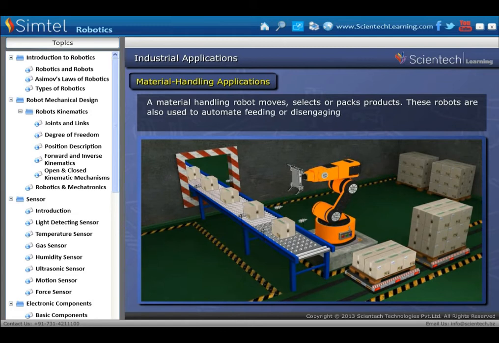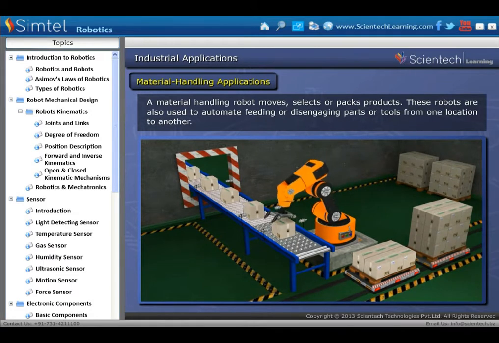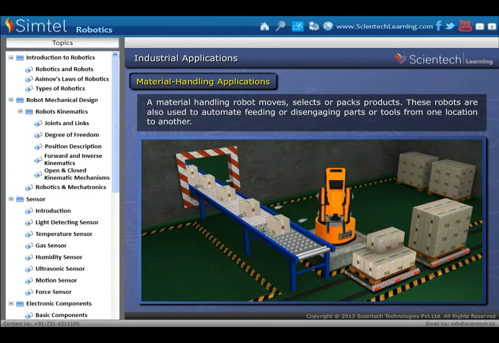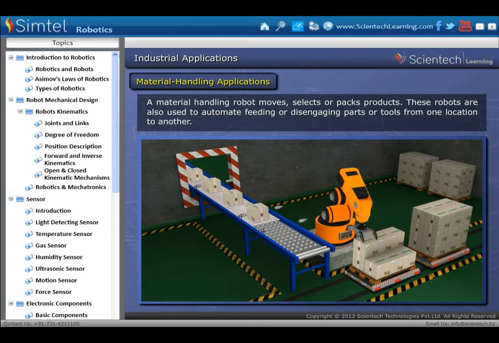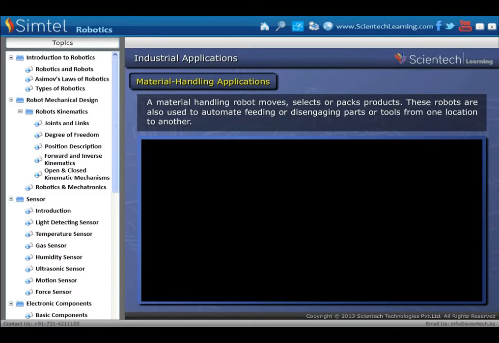Now, let's see application of robots. It is mainly classified into two categories, that is, industry application and non-industry application. First, we will discuss about industrial application.